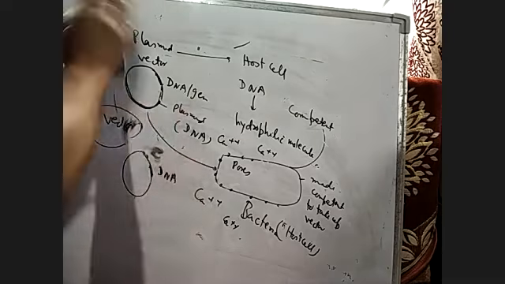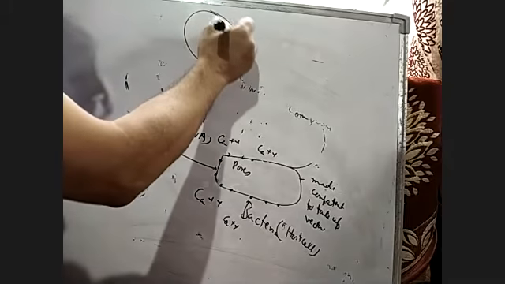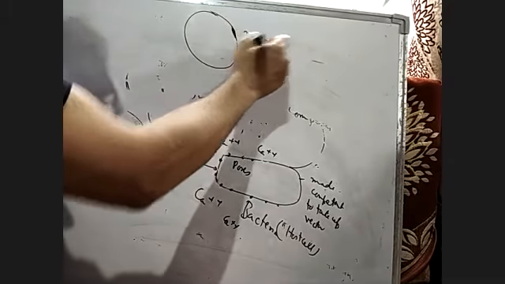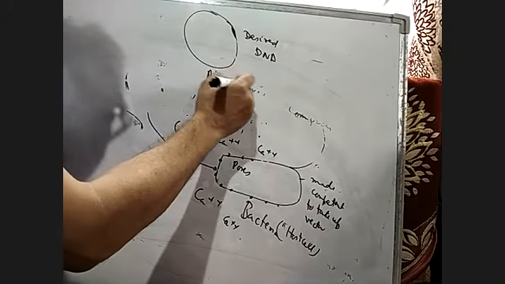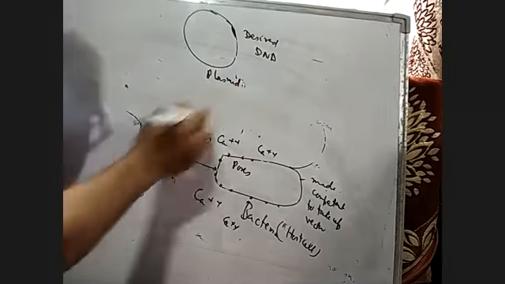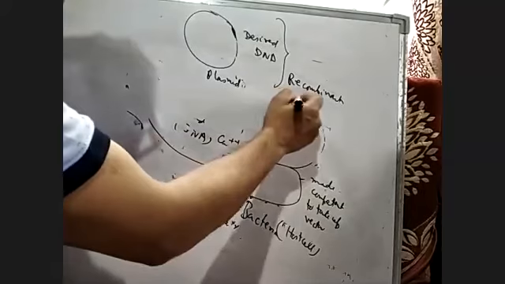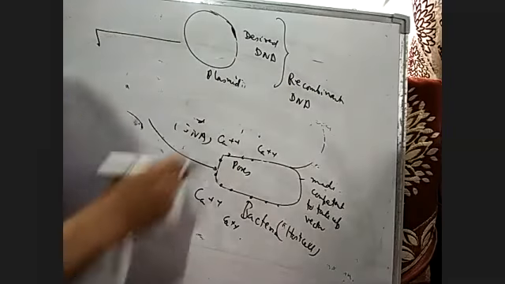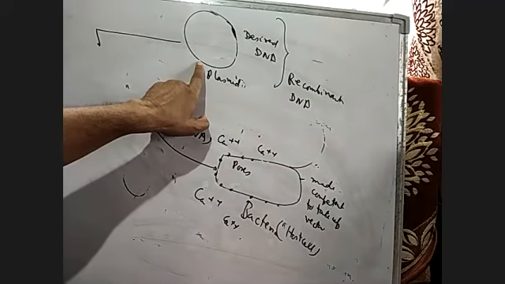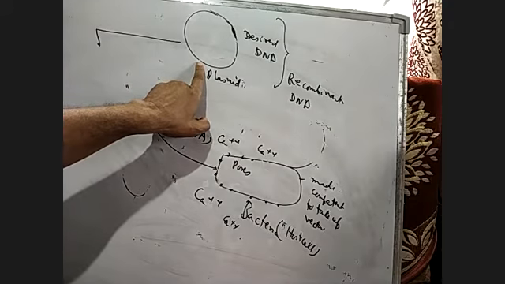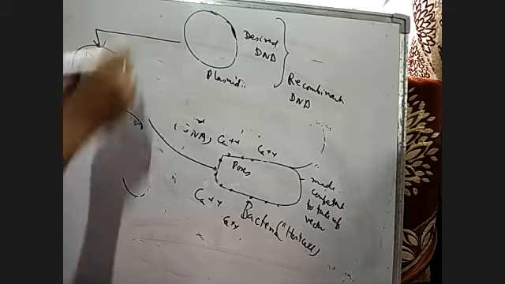This whole thing is called our plasmid, and now it is formed as the recombinant DNA. Before entering into the host cell, this will be taken and placed on ice.